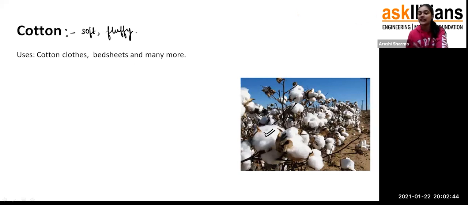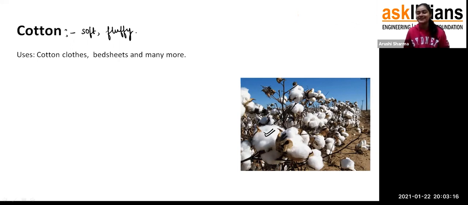So that is the nature of cotton, that we get it from the cotton plants in the form of cotton balls. We pluck out these balls, process them, and get different usages of cotton. Cotton clothes can be found, and even the direct cotton can be used for different purposes. Like, whenever we remove nail paint, we put the nail paint remover over the cotton and then we apply it.